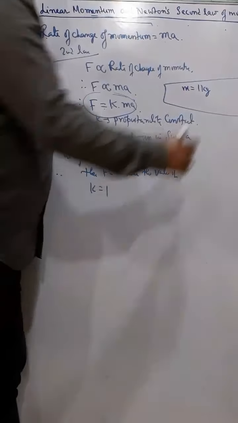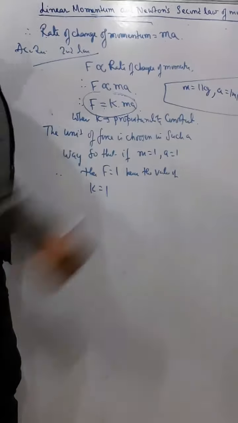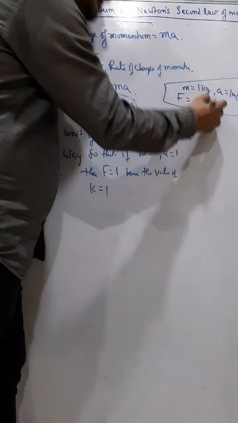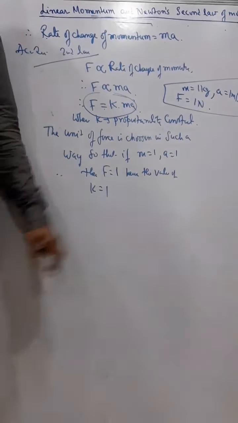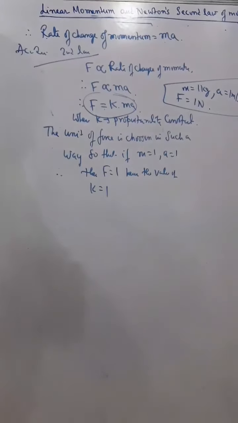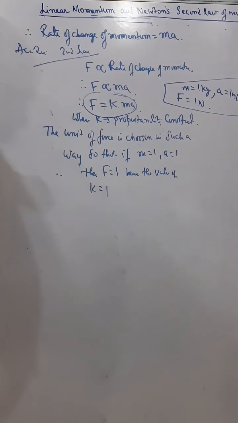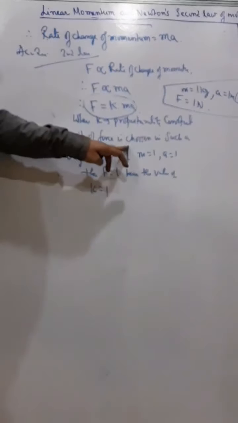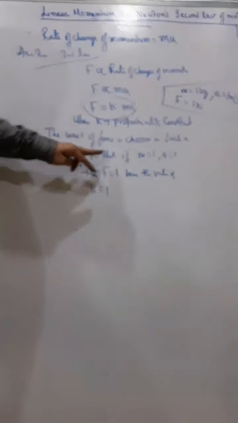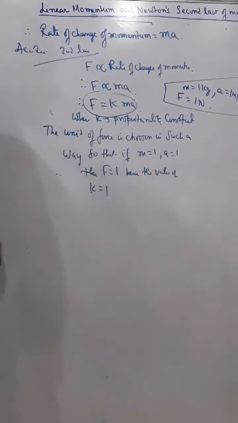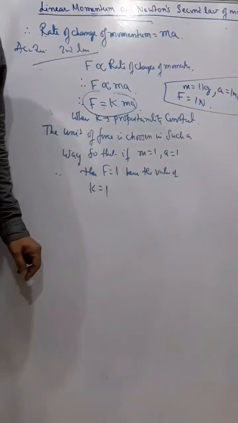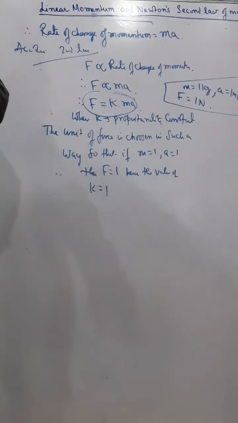If a body having a mass of 1 kg has an acceleration of 1 meter per second square produced in it, then that much force will be 1 Newton. So that is chosen by scientists, and that is the meaning of it. The unit of force is chosen in such a way that if m equals 1 and a equals 1, then F will also be 1.